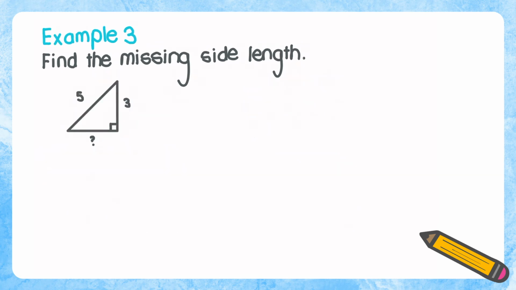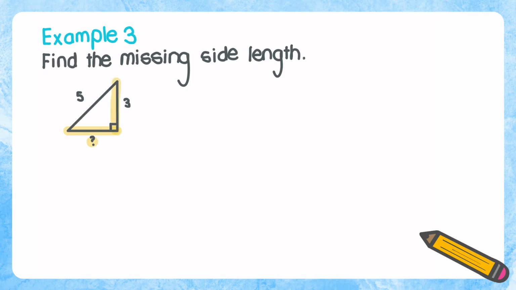So far, we've looked at examples where we find the missing hypotenuse length, but sometimes you might be given the hypotenuse and one leg, but you have to find the length of the other leg. So let's look at an example like this one, where we have a hypotenuse and a leg, but we're missing the other leg length. So we're missing this leg length.